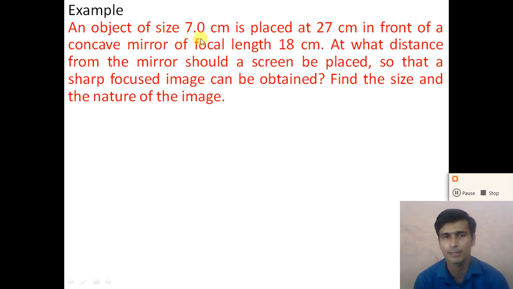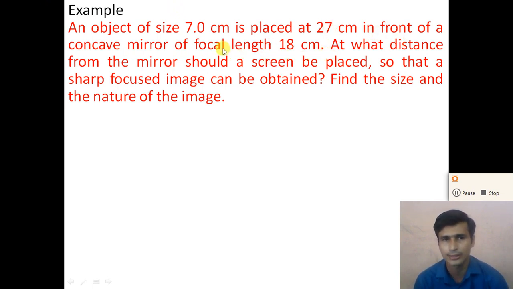similar to example number 10.2, an object of size 7 centimeter, height of the object h is equal to 7 centimeter, we take plus, is placed at 27 centimeter in front of the concave mirror. So the object distance u is 27 centimeter. Object distance we take as minus. So u is equal to minus 27 centimeter in front of the concave mirror of focal length 18 centimeter. So focal length of the mirror f is equal to minus 18 centimeter. Why? Because for the concave mirror the focal length is always negative.